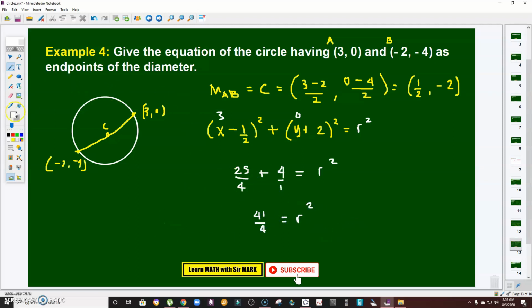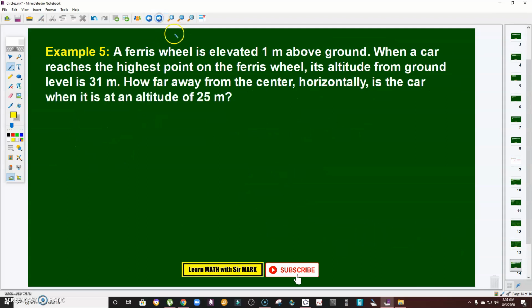So therefore, the equation of my circle will be x minus 1/2 to be squared, plus y plus 2 to be squared, equals r squared, which is 41 over 4. Clear? So this is your equation of the circle. Okay, so let's have the last problem on this video.